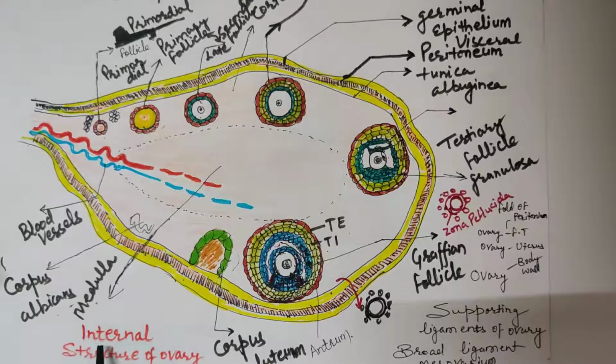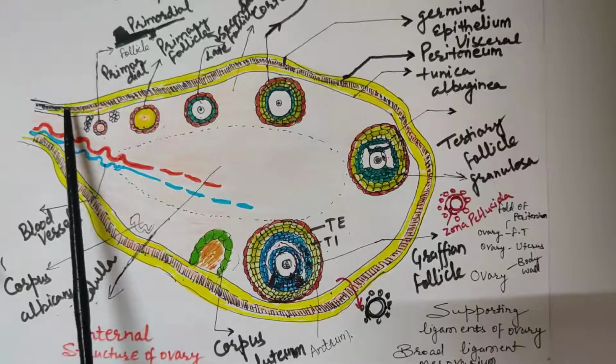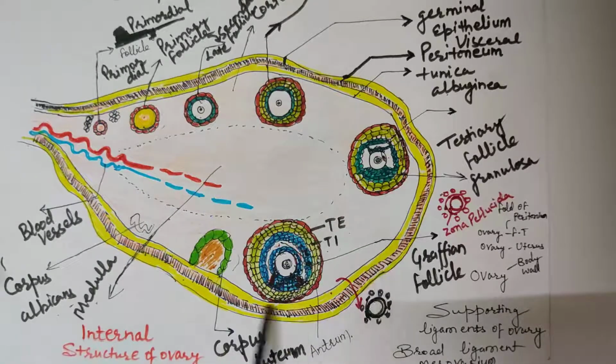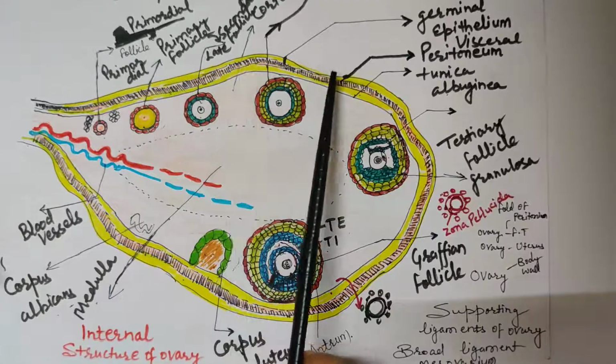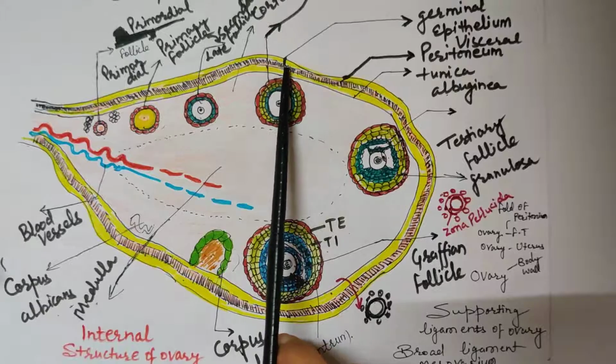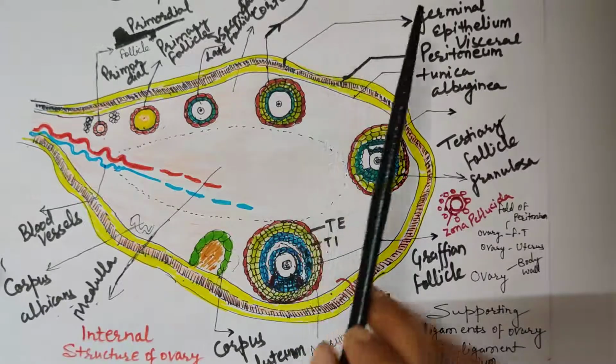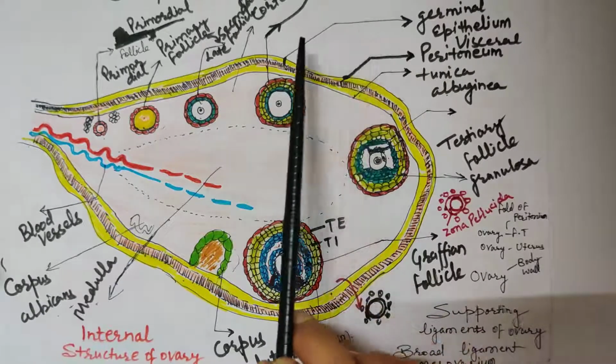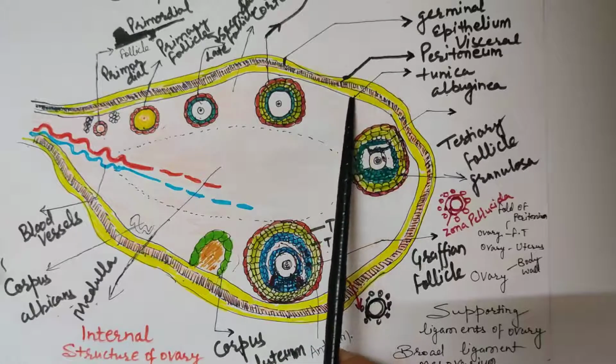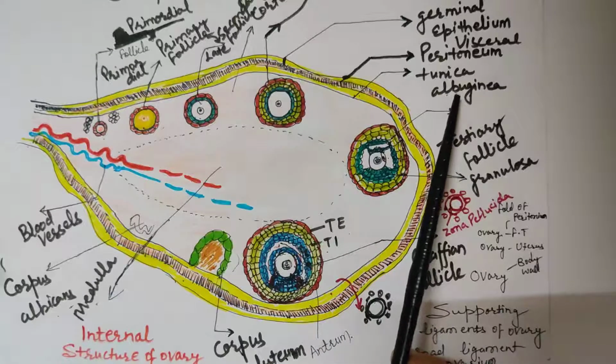In this video, we will discuss the internal structure of the ovary. Here, the ovary section is showing internal detail. The ovary is covered by germinal epithelium. The outermost covering is germinal epithelium. Below the germinal epithelium, there is another layer which is called Tunica Albuginea.